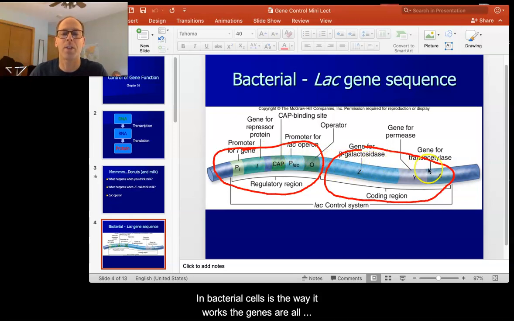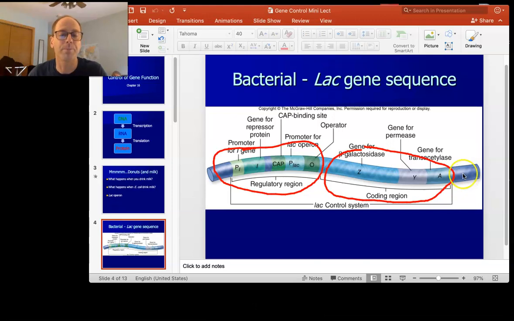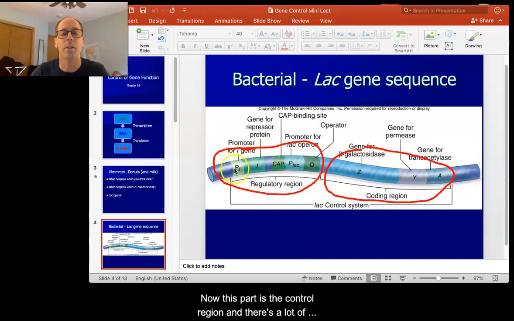The genes are all stacked together, so when we express one, we express all of them. Now, this part is the control region, and there's a lot of stuff going on here. So there's this promoter, there's this repressor thing, there's a cap binding site, there's a promoter. Now we've talked about these promoters before. This is the important one.